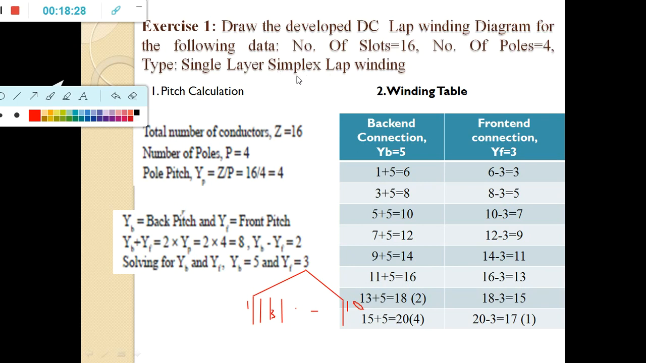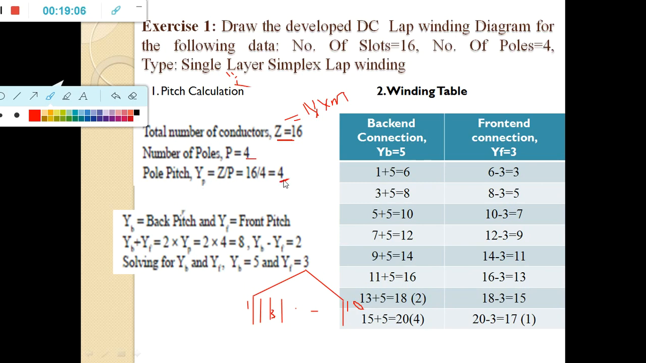The total number of conductors is Z. Z is equal to the number of slots into the coil side M. Since it is single layer, the value of M is 1, and the number of slots is 16, therefore Z is equal to 16. The number of poles is 4, therefore the pole pitch Z by P is 4. Four conductors will come under each pole.